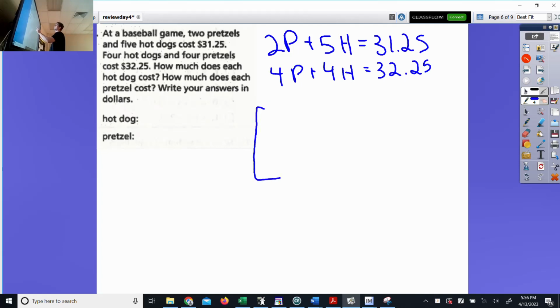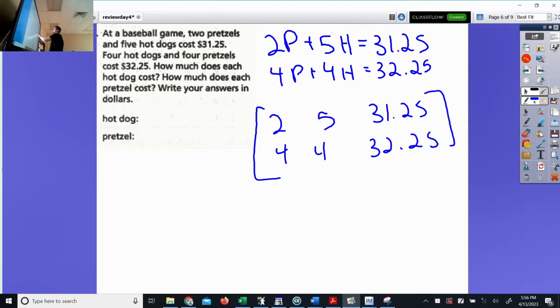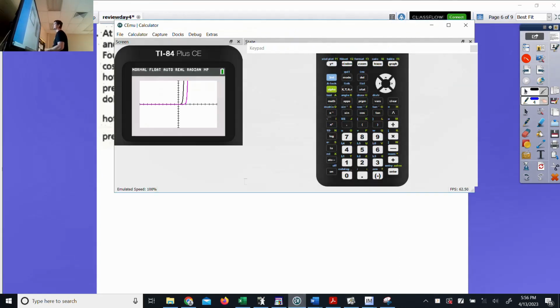You can make an augmented matrix that contains 2, 5, 31.25, 4, 4, 32.25 in it. You can put that in a TI.